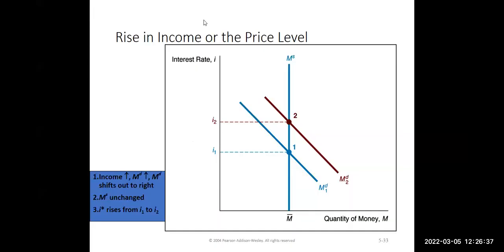If the income is higher, people want to buy more goods. People buy more goods if their income goes up. To buy more goods, they need more cash, and more cash means more demand for money.